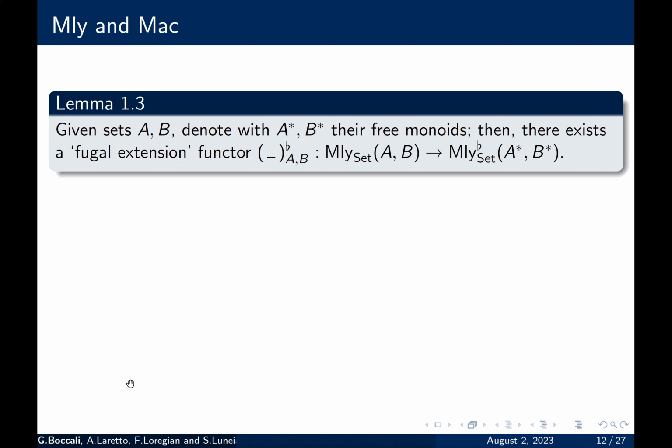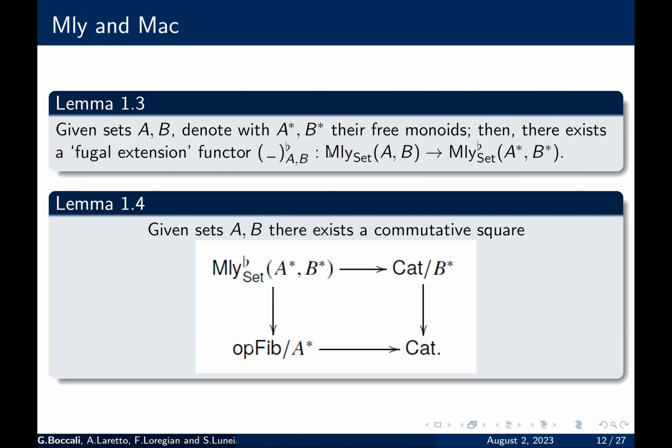We have encoded this data in this lemma, and so we have a fugal extension functor, which we will call flat, for each A, B objects of sets. We have this functor of this form. Now, we also have to notice that this diagram commutes for each category of this form.